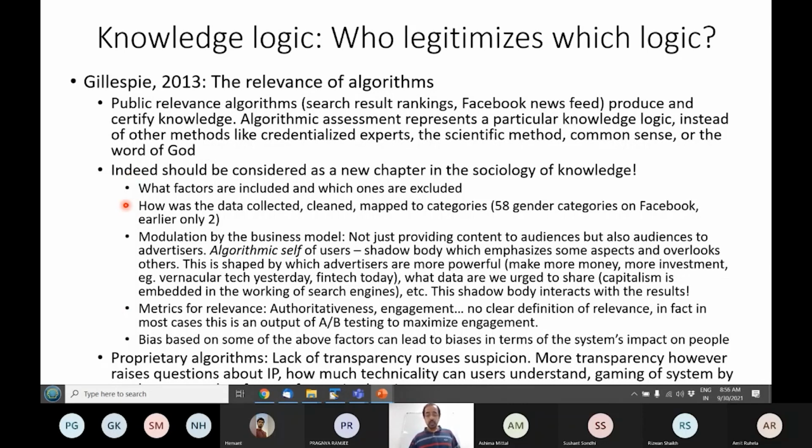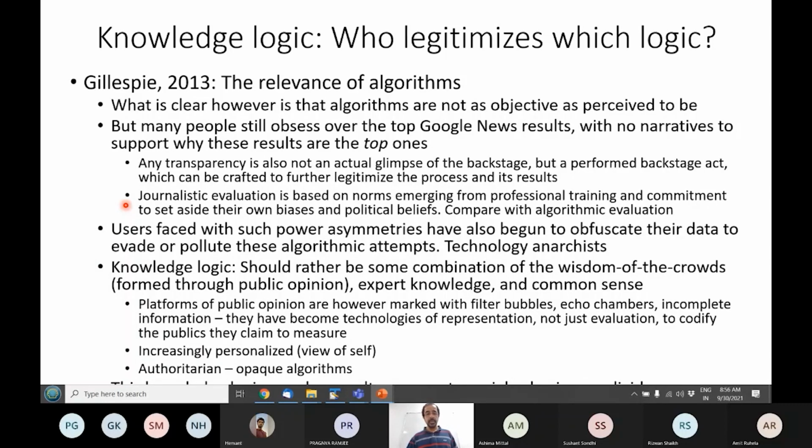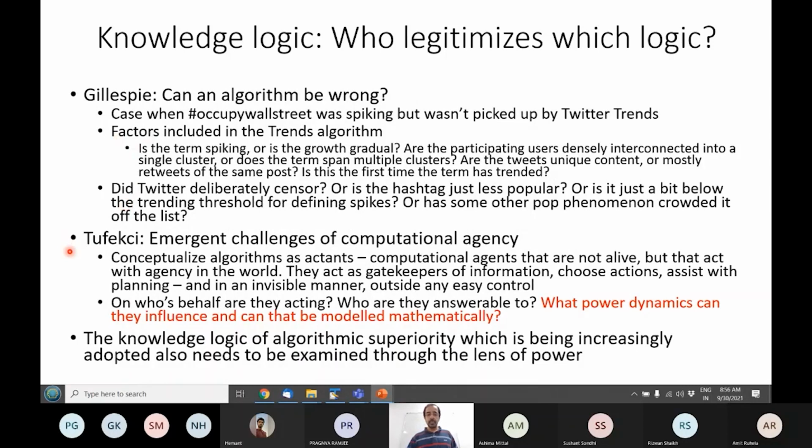Yeah. So that's what this paper basically talks about. Similarly, you can look at some of these papers. They're quite straightforward and simple to read. Algorithms can be wrong many times, right?